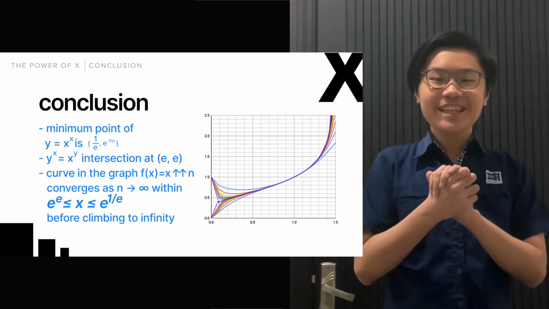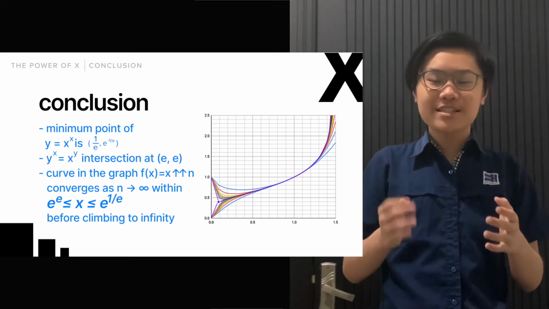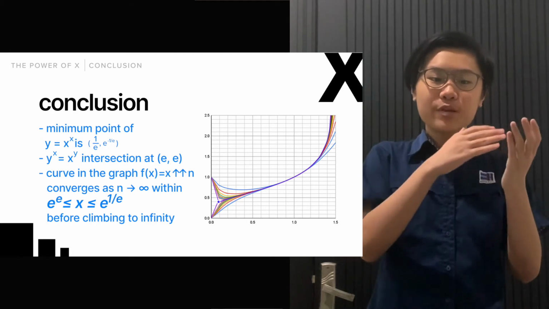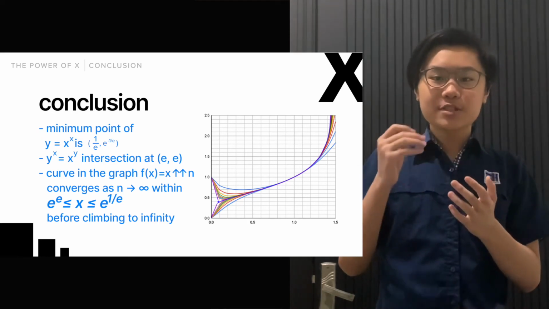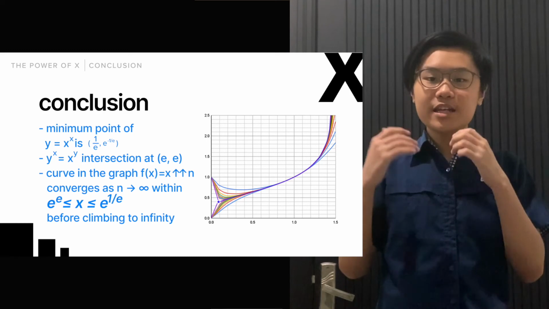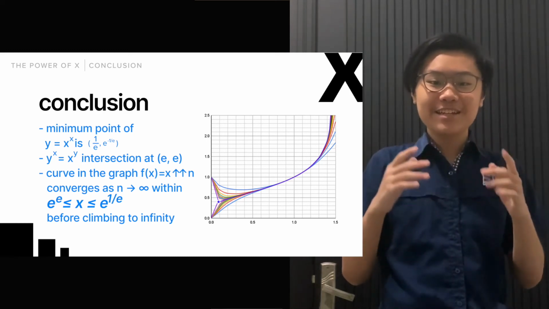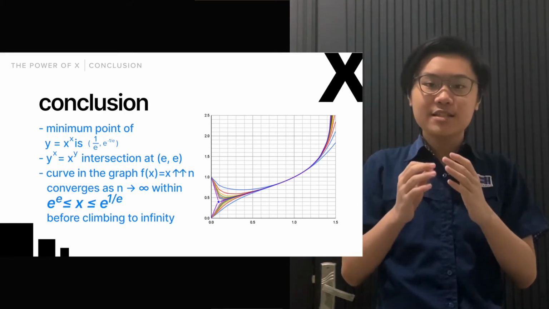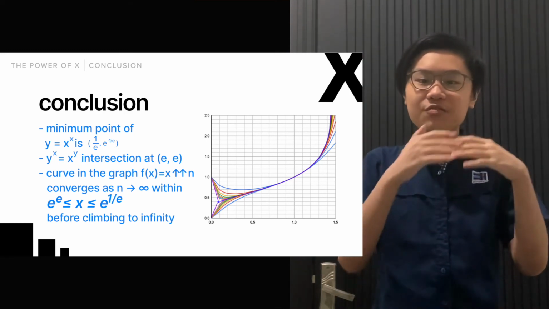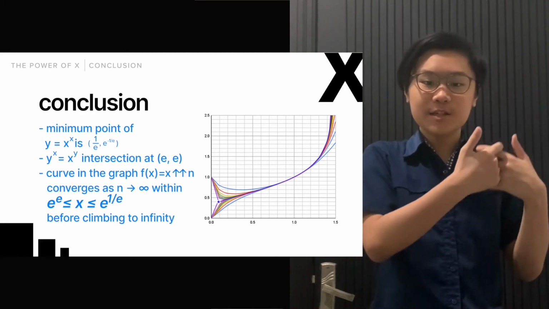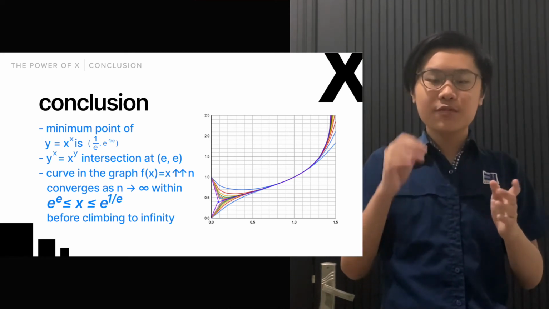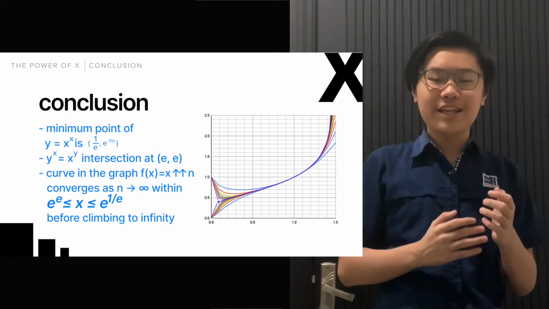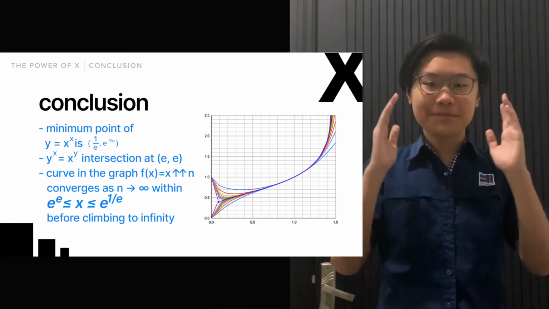So for the conclusion, the minimum of y equals x to the power of x is 1 over e, comma, e to the power of negative 1 over e. And then for the y to the power of x equals x to the power of y equation, the intersection of the curve and the line is at e comma e, or Euler's number. And then for the curve in the graph of f(x) equals x double arrow n, it converges as n increases to infinity within the boundaries of e to the power of e and e to the power of 1 over e. And then past that, it will climb up to infinity.